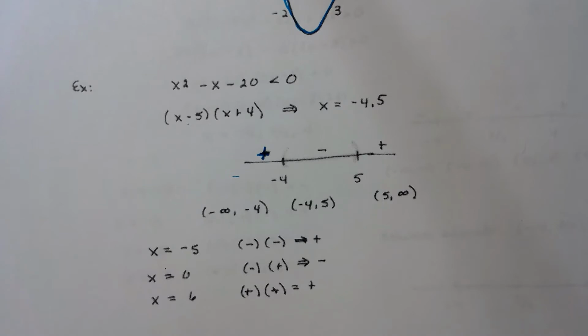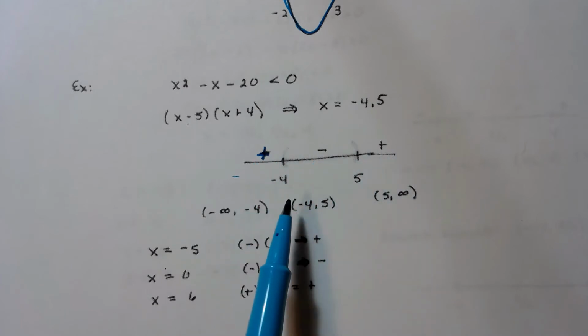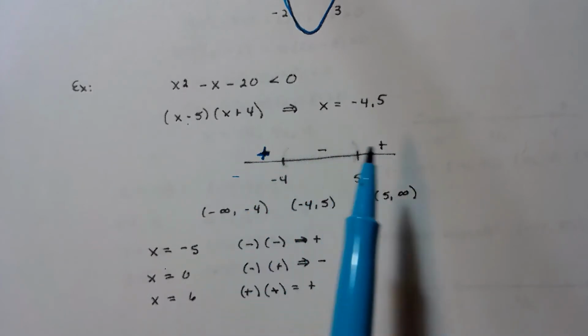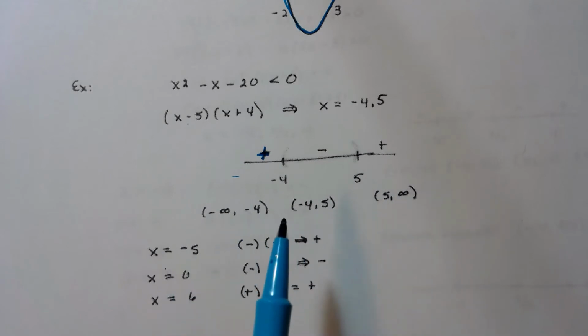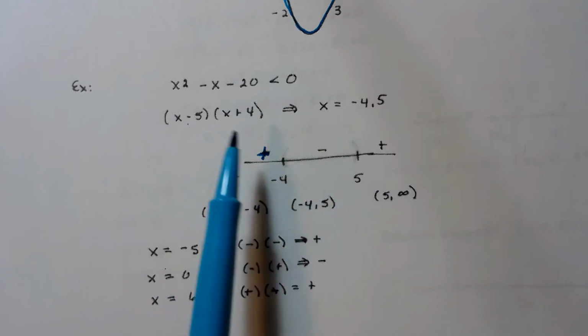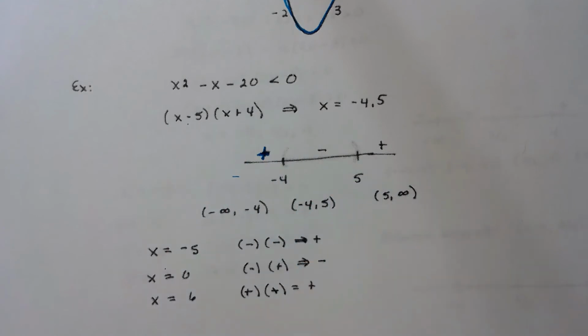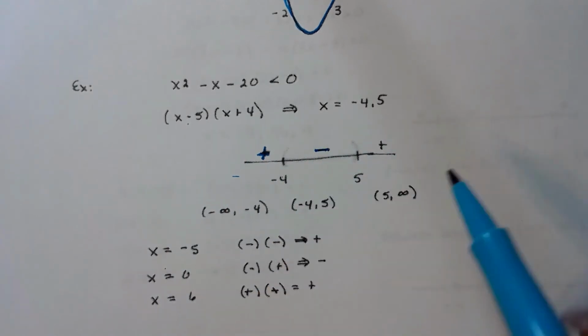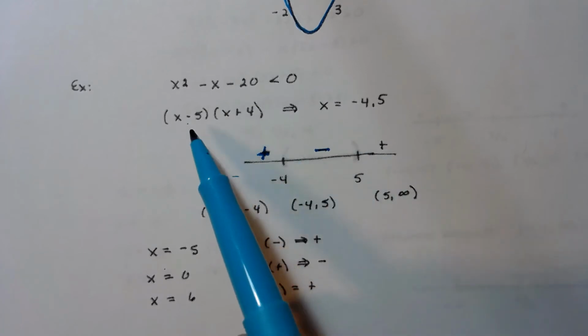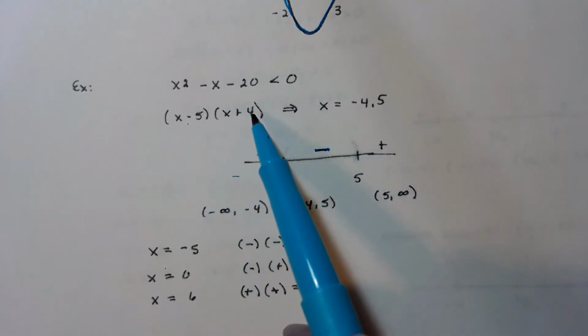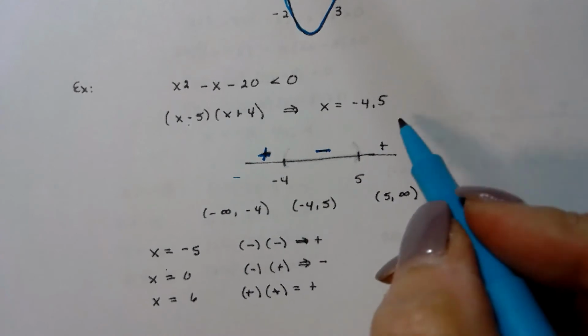When I plug in the 0, now look, this looks exactly like the other one up there. It's not necessarily the same, all right? So just keep that in mind. All of this can change depending on the polynomial. It's not always plus minus plus, it's not always minus plus minus, it could be plus plus plus, could be a lot of different things. When I plug the 0 in, I have a negative times a positive, which gives me a negative, so values are negative here. And finally, when I plug the 6 in, I have 6 minus 5 is 1, 6 plus 4 is 10, so a positive times a positive gives me a positive.